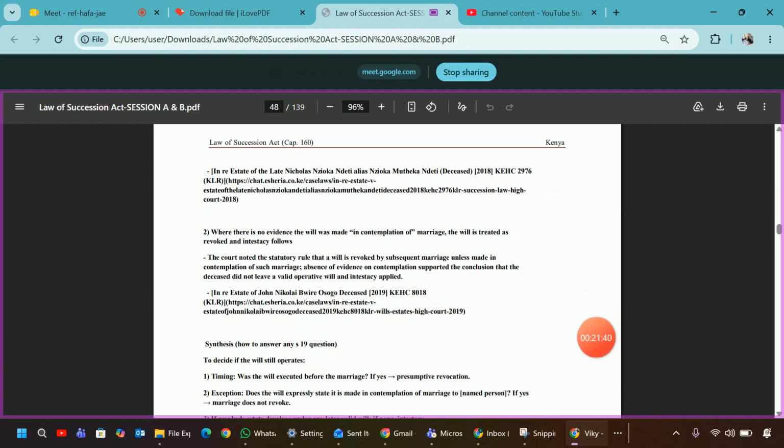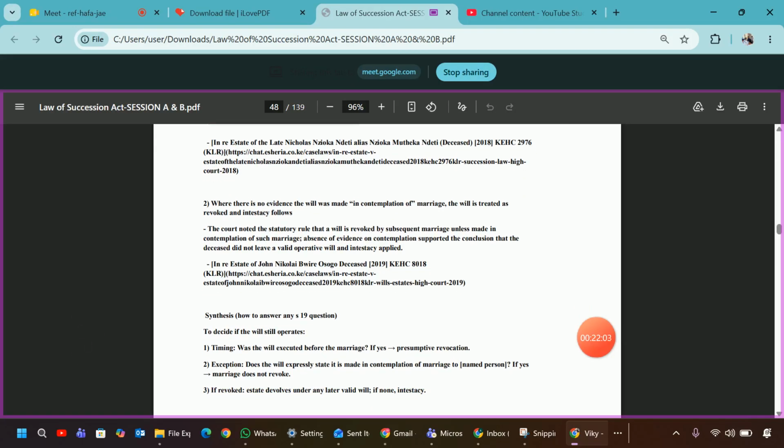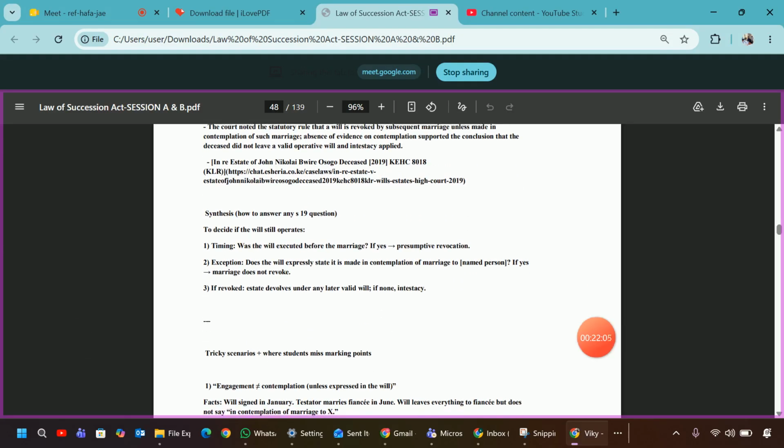2. In Re Estate of John Nikolai Bwire Osogo 2019, the court noted the statutory rule that a will is revoked by subsequent marriage unless made in contemplation of such marriage. Absence of evidence on contemplation supported the conclusion that the deceased did not leave a valid operative will and intestacy applied. How to answer any Section 19 question.